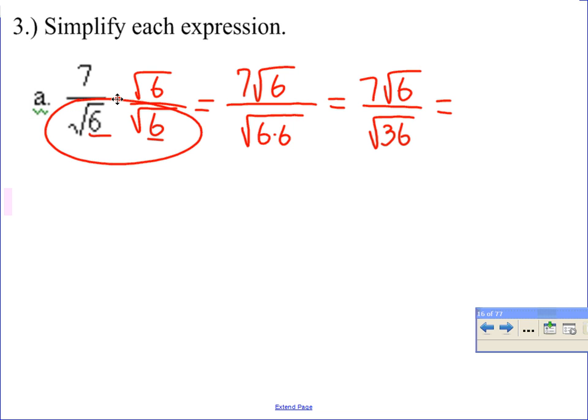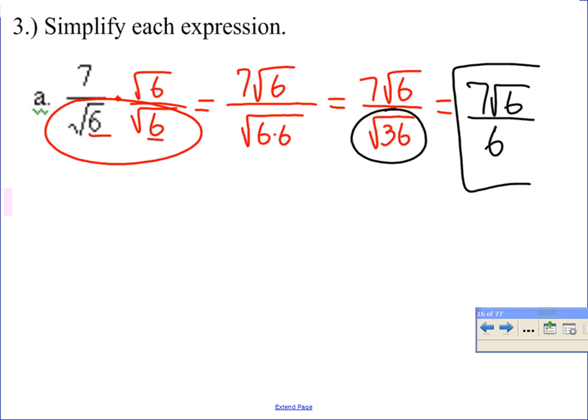I hope you're saying to yourself, well, why is she writing all that? We know the denominator is just going to be a perfect square. So I'm going to circle that. The square root of 36 is 6. Numerator, again, stays as 7 square root of 6. That's our answer. That is completely simplified. That's how you write a rational expression without a radical in the denominator. So basically, just take whatever's in the denominator, multiply the numerator and denominator by that square root.